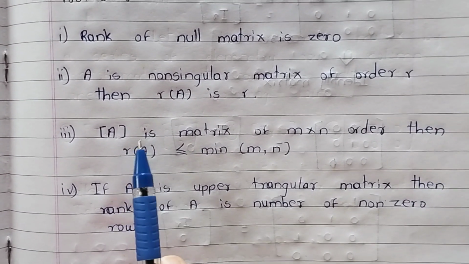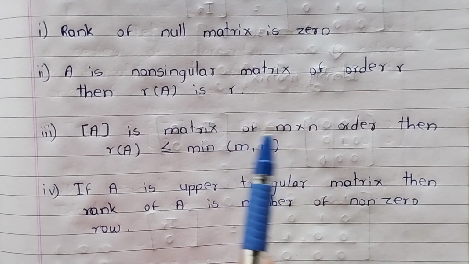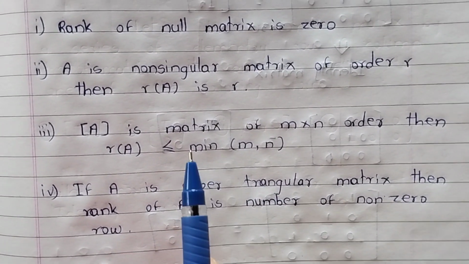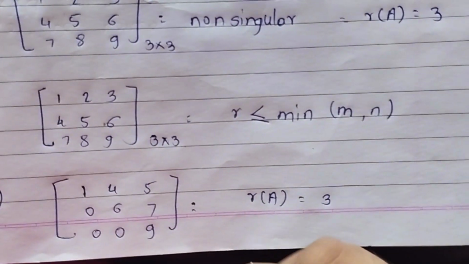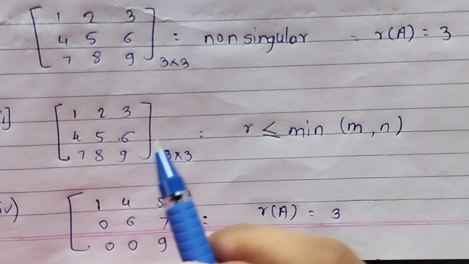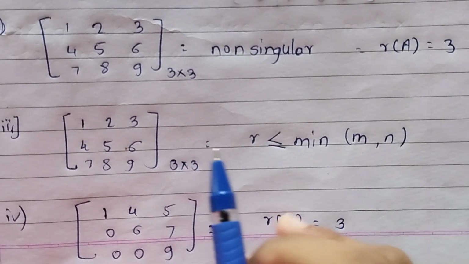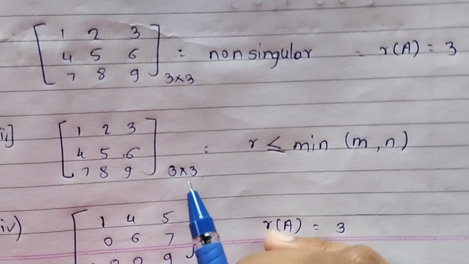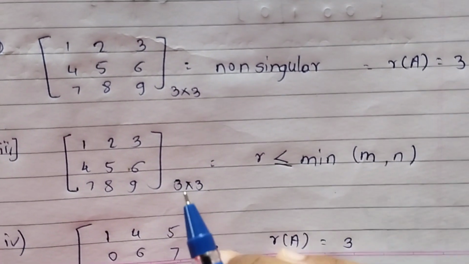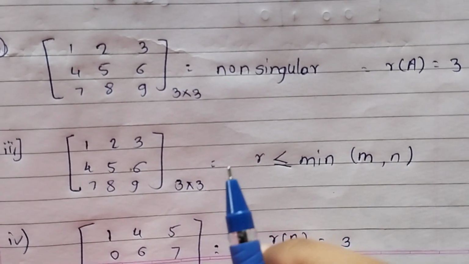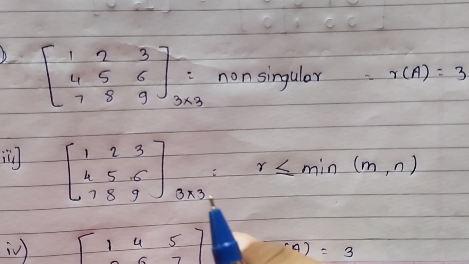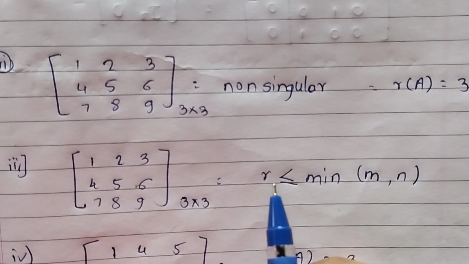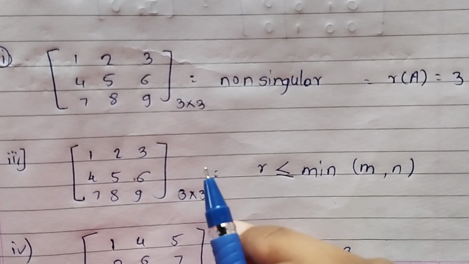Third note: if A is a matrix of m by n order, then the rank of A is always smaller than or equal to min(m, n). Means the rank is always smaller than or equal to the minimum of m and n. Here m is 3, n is 3. So the rank is always 3 or smaller than 3, but not greater than the order, because we know the rule of the matrix: if the order is greater than the rank, then we equate the determinant with 0.